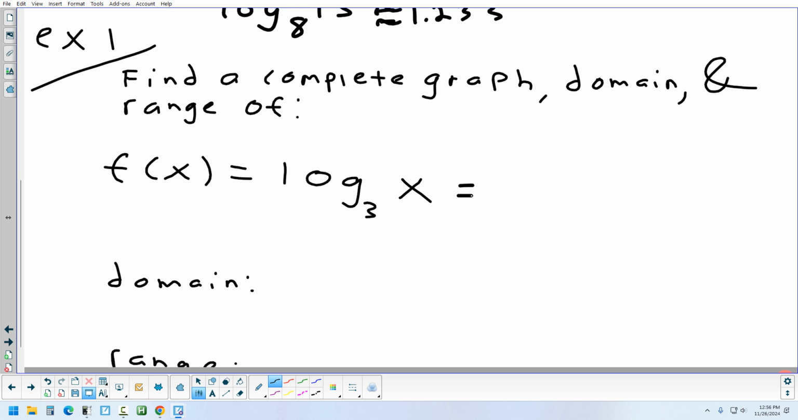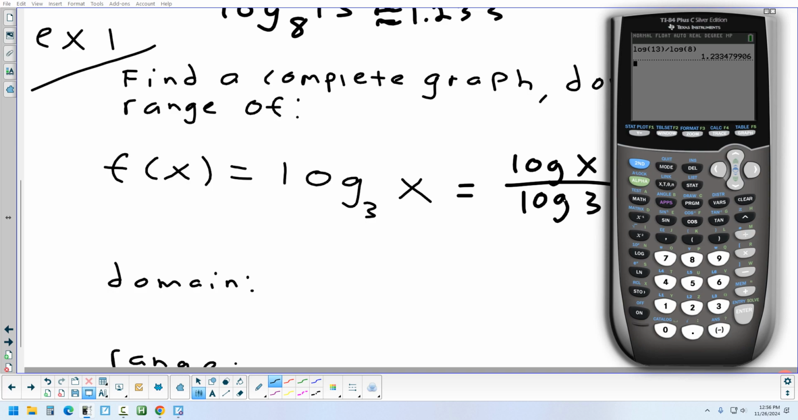So how would we rewrite it so we can type it in? Log x divided by log 3. So the first step to graphing that and finding the domain and range is to rewrite it so you can type it in.